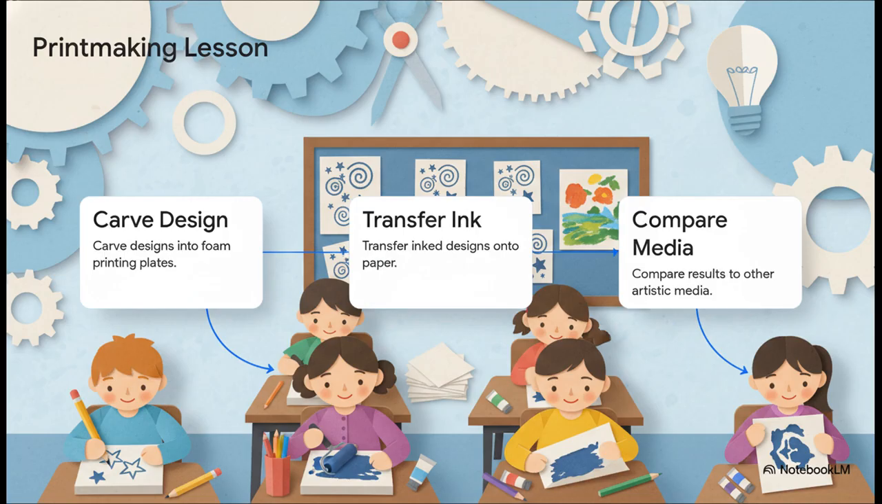Step 2. Students transfer their ink designs onto paper. Right here, they are actively learning the technique of pulling a print, using the media of ink and foam. Step 3. You have them compare their results to other forms of artistic media they've used, like painting or drawing. Suddenly, they realize that printmaking allows for multiple identical images, completely unlike a singular painting. This structured, step-by-step connection between media, technique, and reflection, that is exactly the kind of scenario that Texas 905 will test you on.